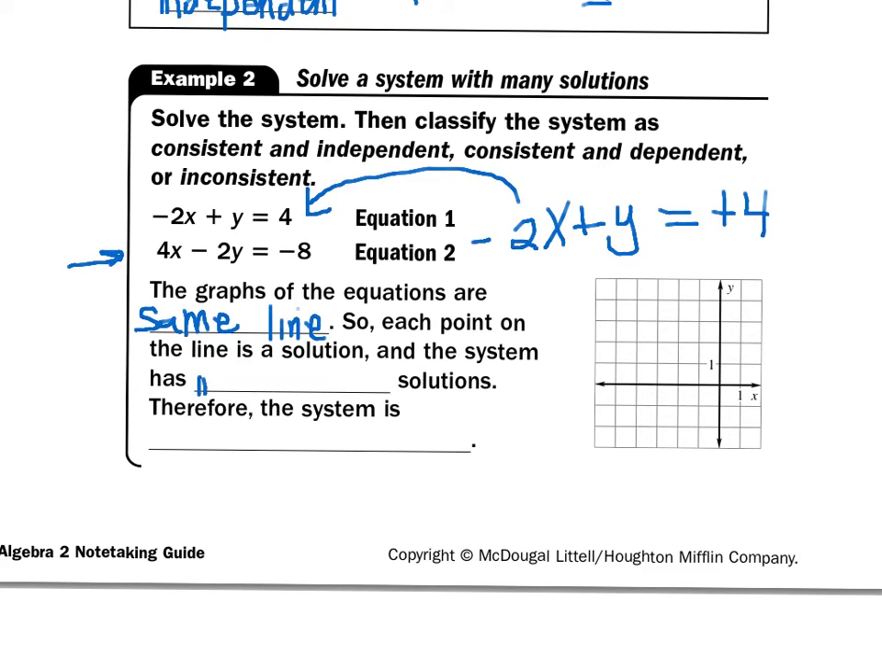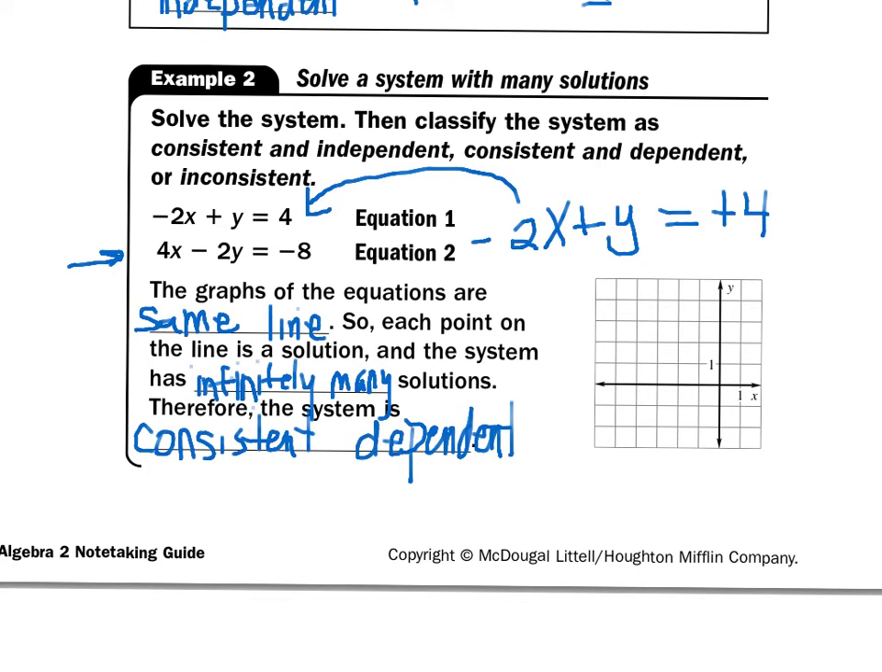And it would have infinitely many solutions. Therefore, this system is, what were those words for it? Consistent and dependent. If I wanted to graph these, I could put in a 0 for y up here, and x would be -2. So -2 and 0. And then if I put in a 0 for x, y would be 4. So here are the lines. Same line on top of each other.